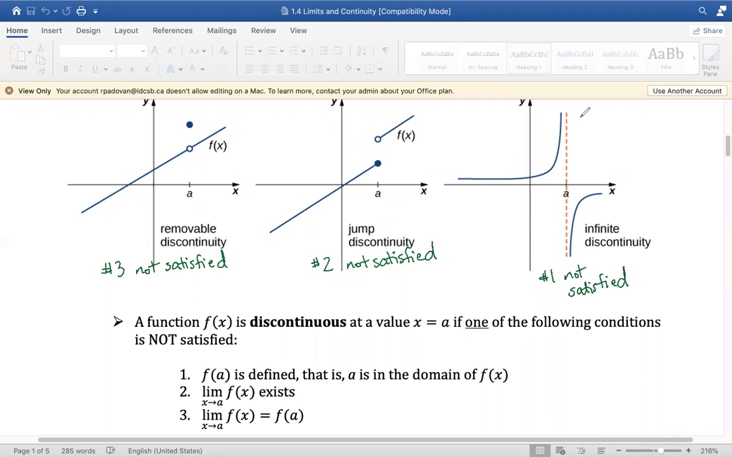And this is again an asymptote from last year. I don't know what I was writing there.